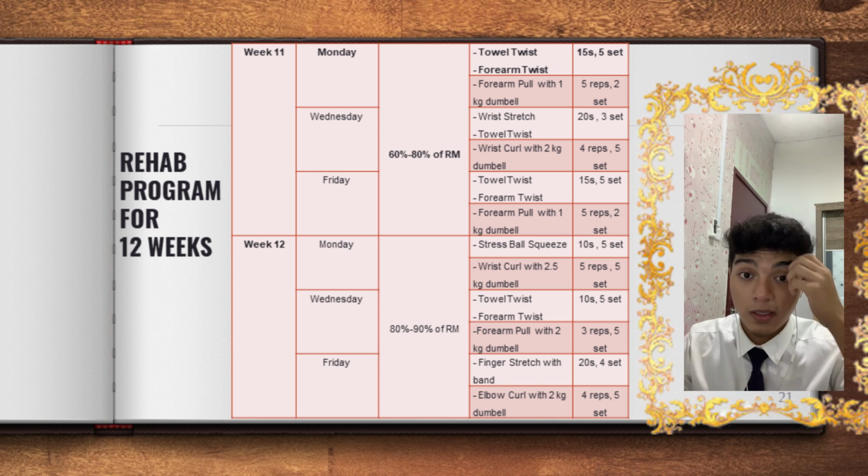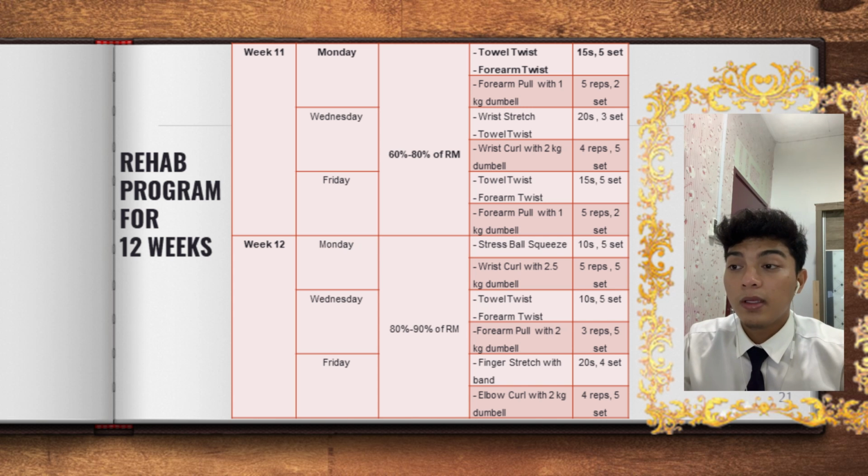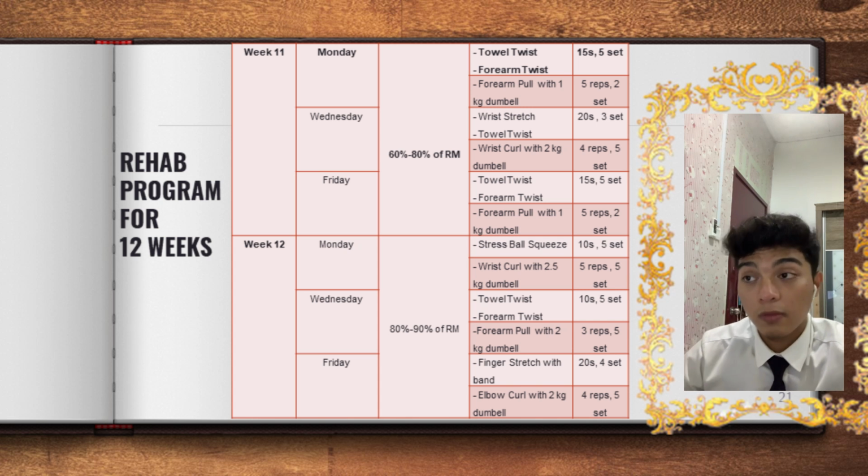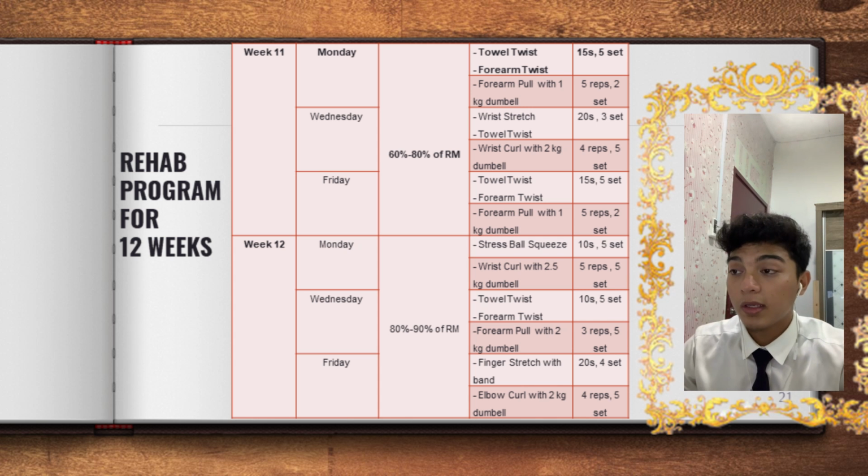Okay, we can see that we do a towel twist and a forearm twist for 50 seconds for 5 sets. We also have a forearm pull with a 1 kilo dumbbell, and we will do 5 reps for 2 sets. Okay, we proceed to the last week of the rehabilitation program.